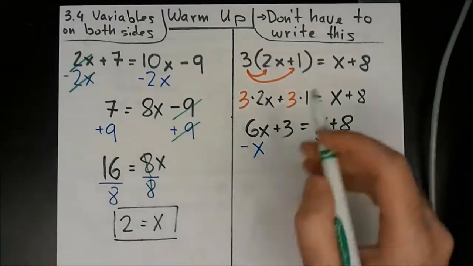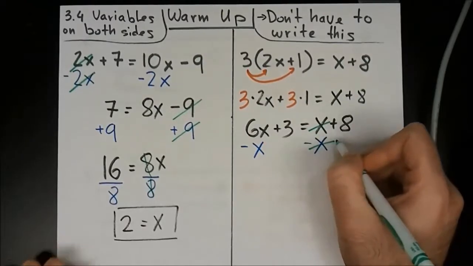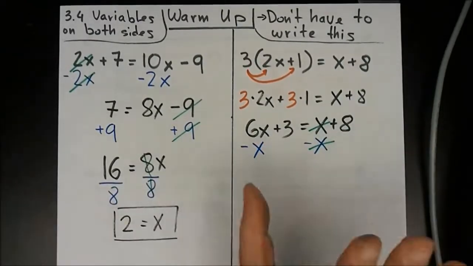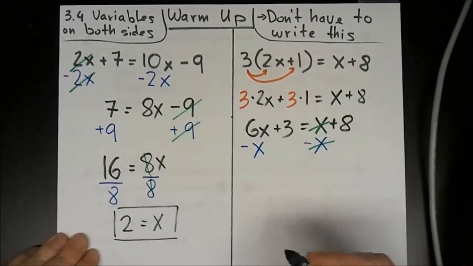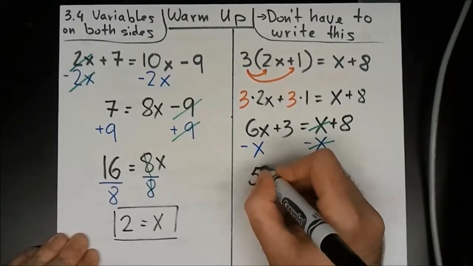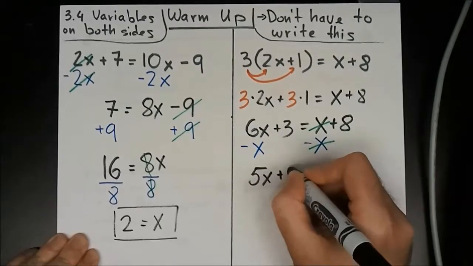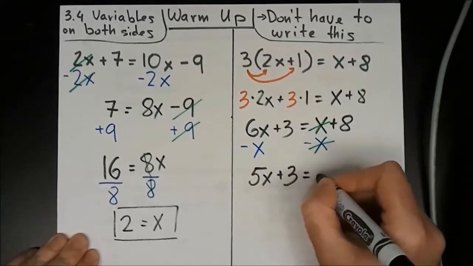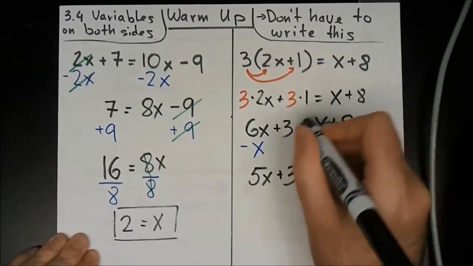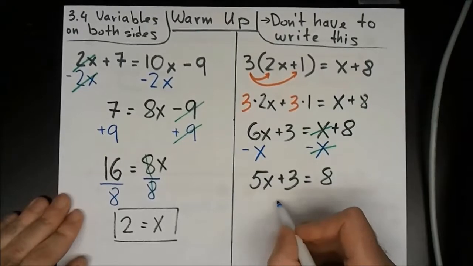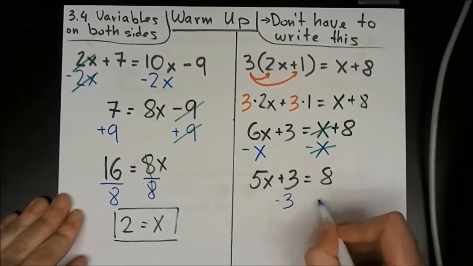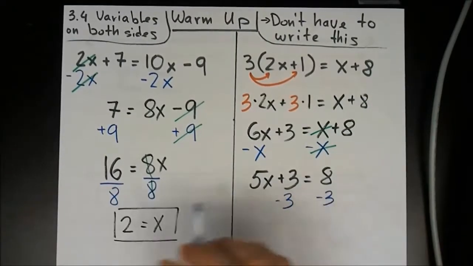Of course, that means the x term on the right side is gone. I'm left with 6x minus an x, which is 5x, plus 3, equals 8, because that's just 0. And my next step, hopefully someone said subtract 3 from both sides.